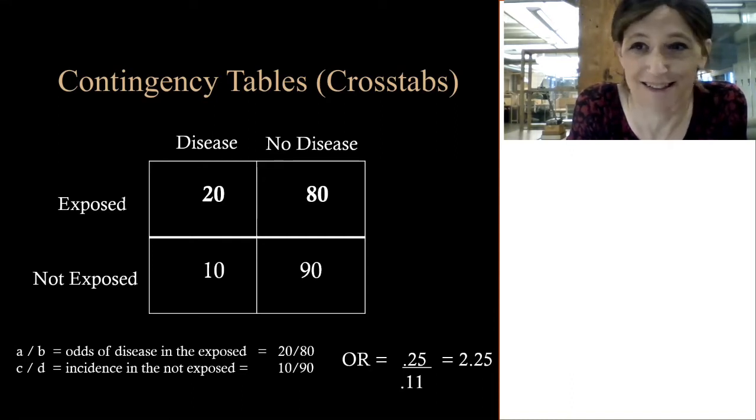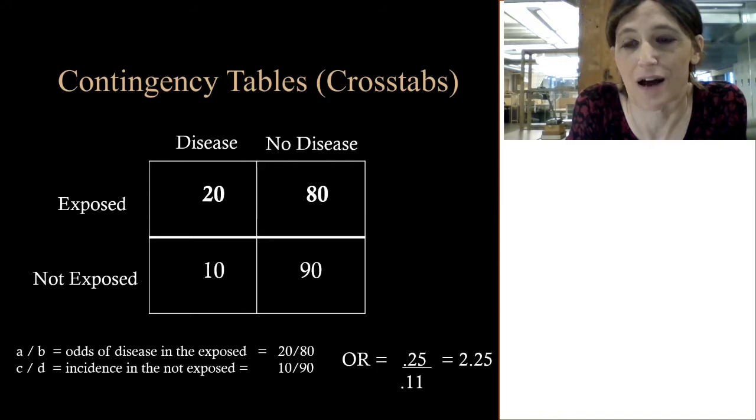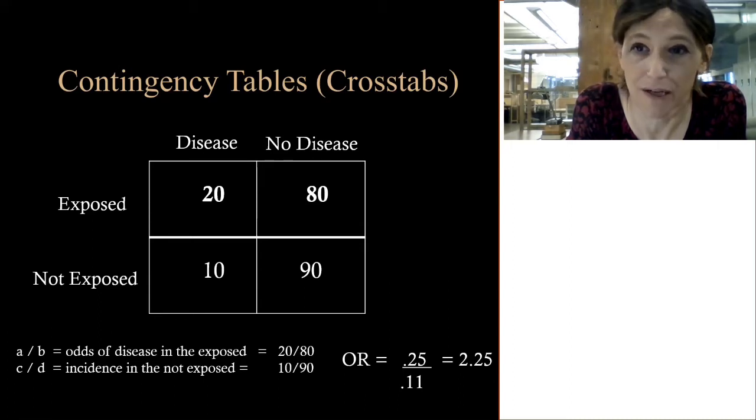Odds are different than incidence, and it's a little confusing, but it's just the ratio of the diseased to the not diseased in the exposed group compared to the ratio of the diseased and the not diseased in the non-exposed group. We don't often think in terms of odds, but for 20 to 80 odds versus 10 to 90 odds, if we take the ratio of those two, 0.25 and 0.11, we get an odds ratio of 2.25. Notice that this is the same data, but we get a slightly different effect measure estimate, 2.25.